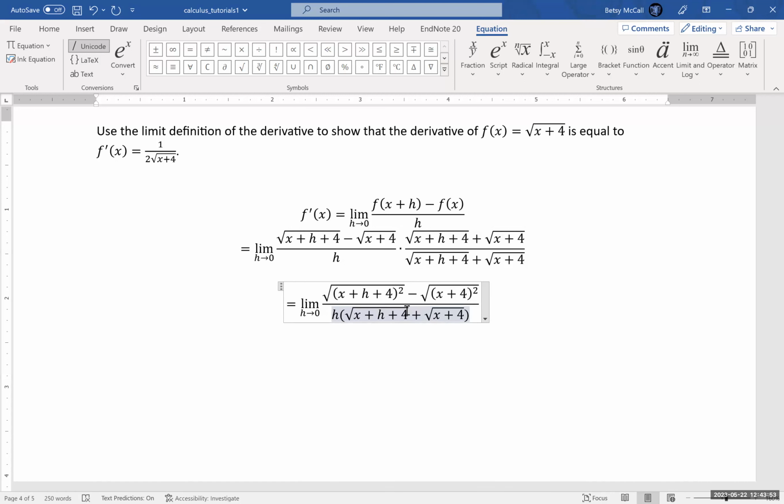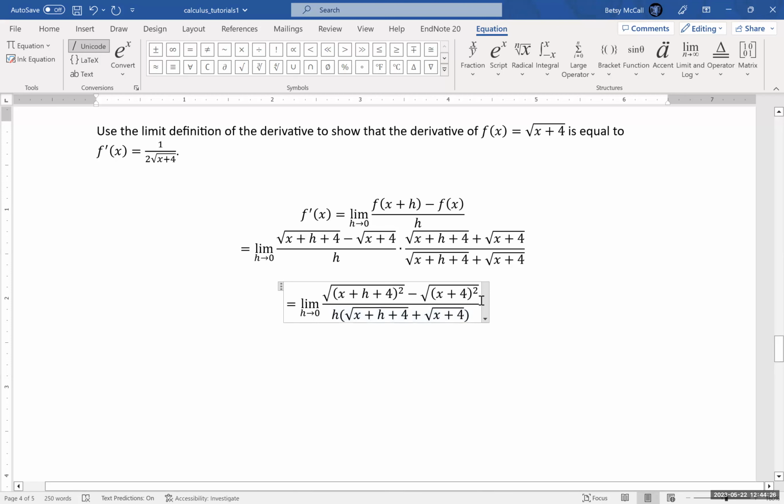Don't distribute. One of the things that comes up in these problems is students will sometimes try to overdo algebra, and we actually want to cancel that h, so we don't want to distribute it. We want to eliminate it. We do have to do the numerator because we need to simplify, but in the denominator we actually want the h by itself because we want to cancel it. So don't do the distributing in the denominator.